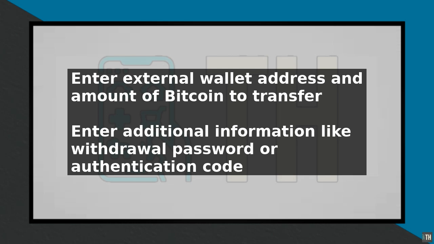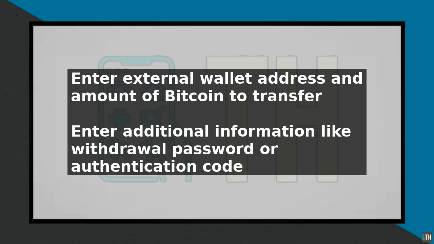You will also need to enter the amount of Bitcoin you want to transfer, as well as any additional information required by Crypto.com, such as a withdrawal password or two-factor authentication code. Once you have entered all the necessary information, review the transaction details carefully to ensure everything is correct. After confirming the transaction, Crypto.com will process the withdrawal and send the Bitcoin to your external wallet.